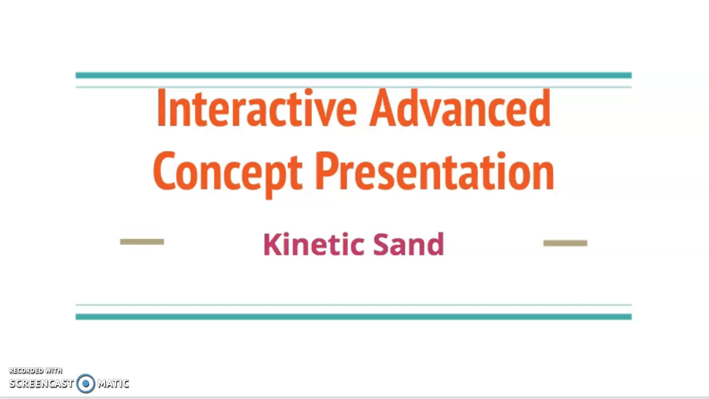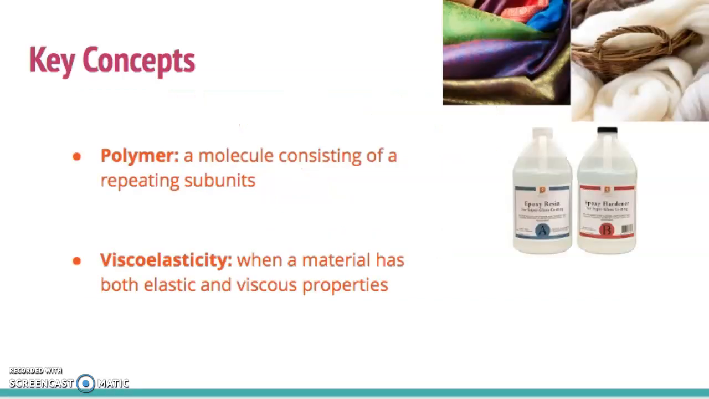And for this week's interactive advanced concept presentation topic, it is kinetic sand. So just some key concepts that we need to understand for this topic. The first one is what a polymer is. So this is a molecule consisting of repeating subunits, and these repeating subunits give it certain characteristics.